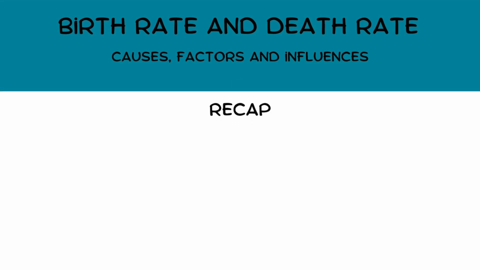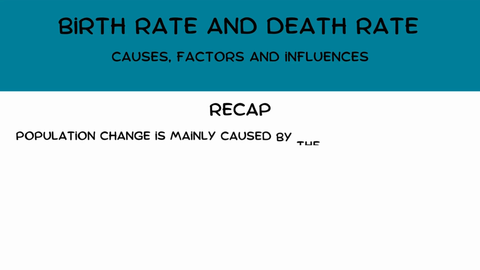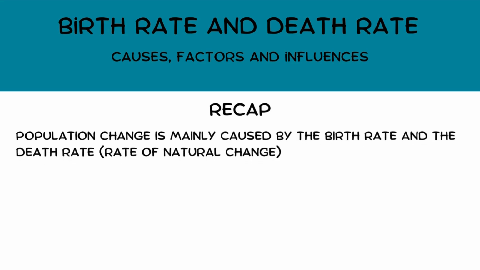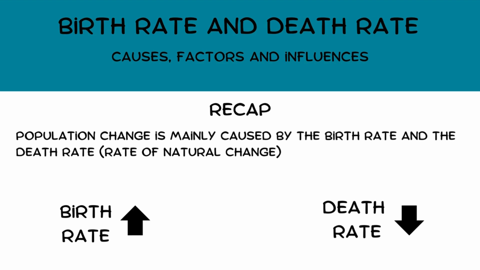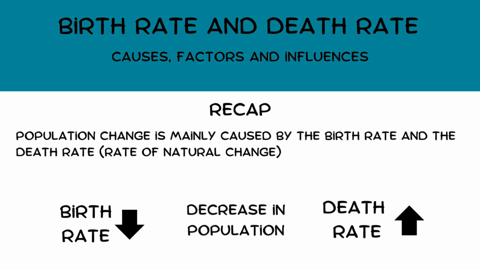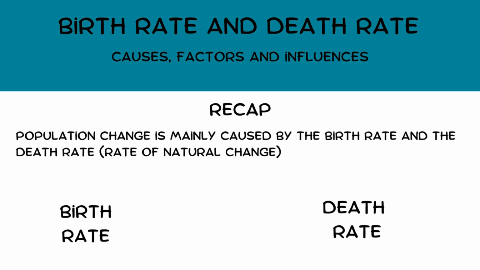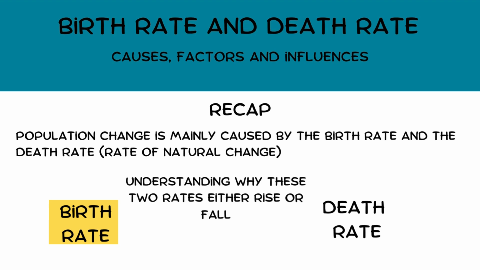Now, as we stated in previous videos, population change is influenced by the birth and death rates. If the birth rate goes up and the death rate goes down, there is an increase in population. However, if it is reversed, population decreases. If both rates go either up or down, there is no population change. Therefore, we need to understand why the birth or death rate would either rise or fall.